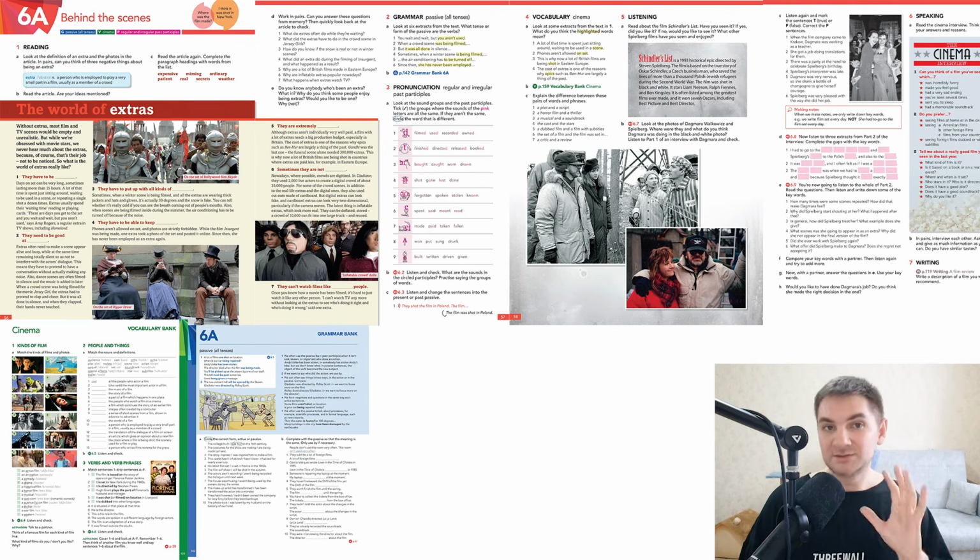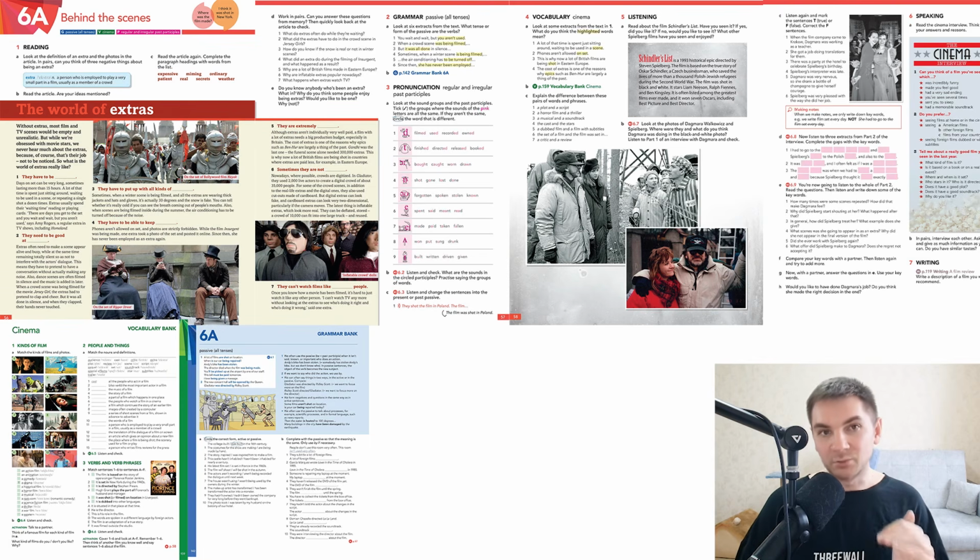Okay, so today we are going to be diving into Unit 6 and specifically Part A. And Part A has a great title. It's called Behind the Scenes. So what does that mean? It means we're going to be talking about films, movies. We're going to talk about how they are actually made. And let's have a look at what we are going to do today, step by step.